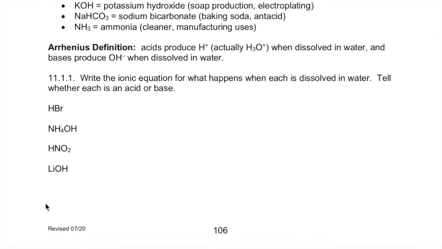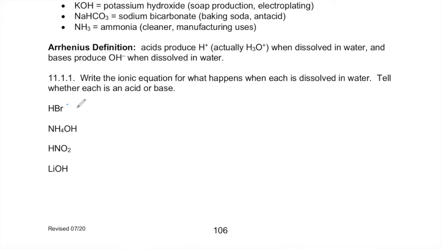There are a couple different ways to define acids and bases. Acids are compounds that produce hydrogen ions when they are dissolved in water. And the Arrhenius definition of bases is that they produce hydroxide ions when dissolved in water. We'll see another definition in just a moment.